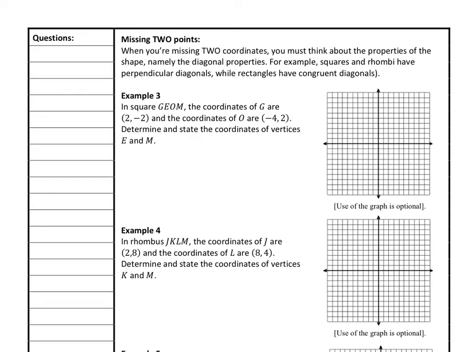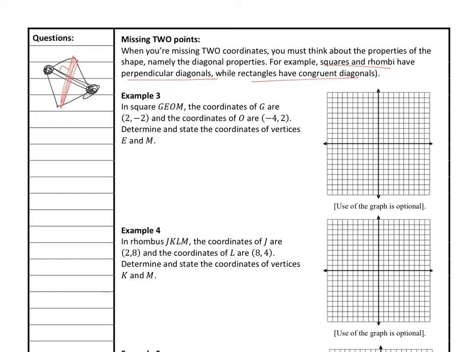So here it says missing 2 points. If you're missing 2 coordinates, you must think about the properties of the shape, namely the diagonal properties. Because in the question that we've seen in the past, they gave us, say, a square, and they gave us this point and this point, being a diagonal. So we have to know that the other diagonal in a square is perpendicular to it. For example, squares and rhombi, rhombuses, plural is rhombi, have perpendicular diagonals, while rectangles have congruent diagonals.